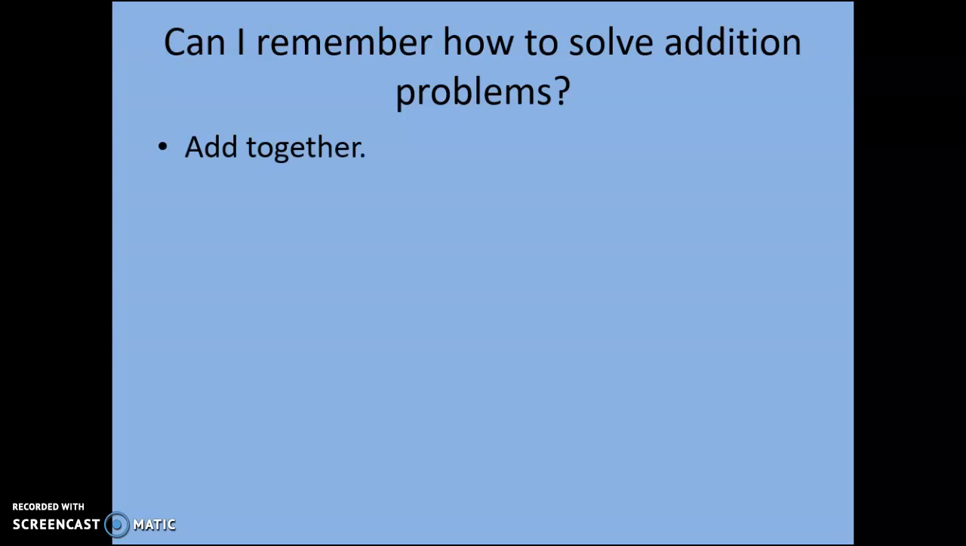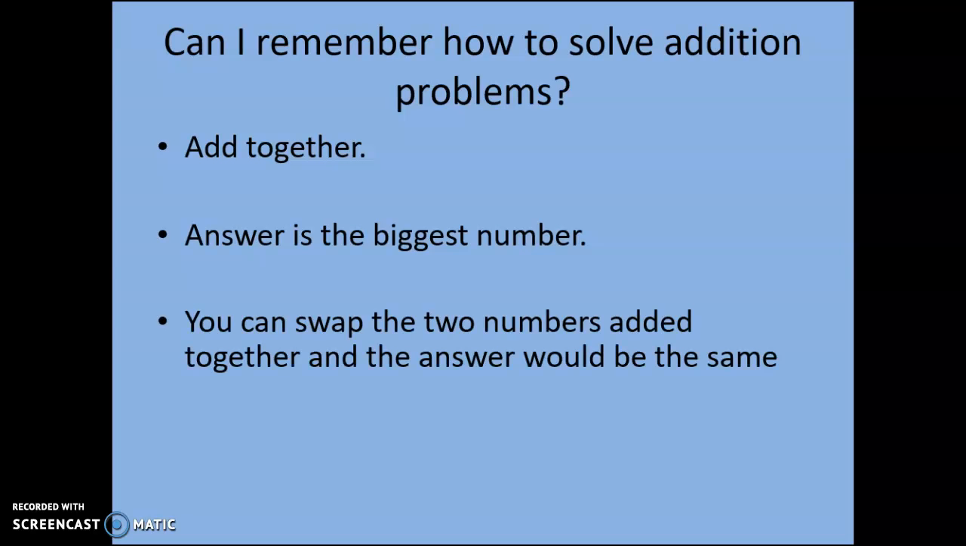So we need to think about things like adding two numbers together. We're not partitioning, we're putting these two together. The answer is always the biggest number. So if you've added two together and it's not, then you might need to check your answers. You can swap the two numbers added together and the answer would be the same.